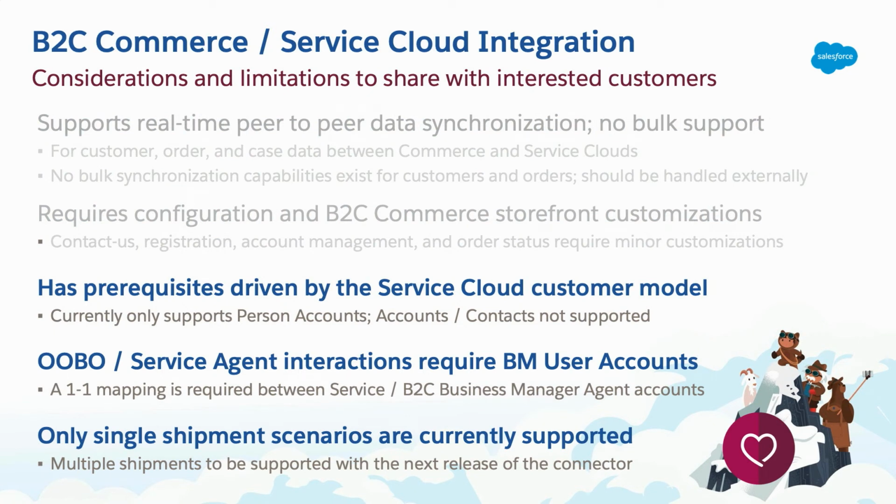The one piece to really keep in mind here, that we see customers curious about and that we have to remind them on, is the customer model. The capabilities in the connector will work for anyone, but right now it only supports person accounts. You can customize it for any other customer model that you want. So if it's account contacts or households or B2B to C, absolutely doable, but it means you're going to have to customize the connector as part of your net new implementation.